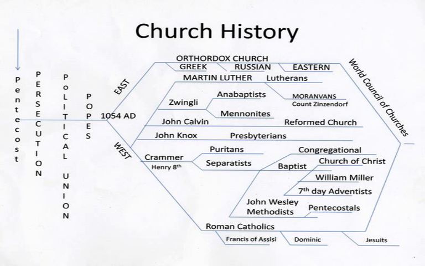We want to review now. We have the beginning of the church at Pentecost. We have the Apostolic Age. We have the persecution of the early Christians. Then we have the political union. That was in 313 A.D. with Constantine making it legal for Christians to practice their religion, and united the church with the state.